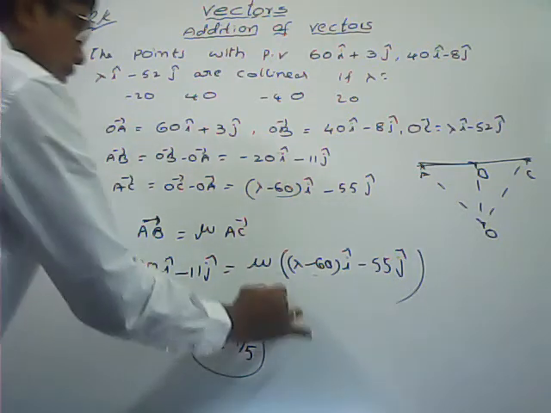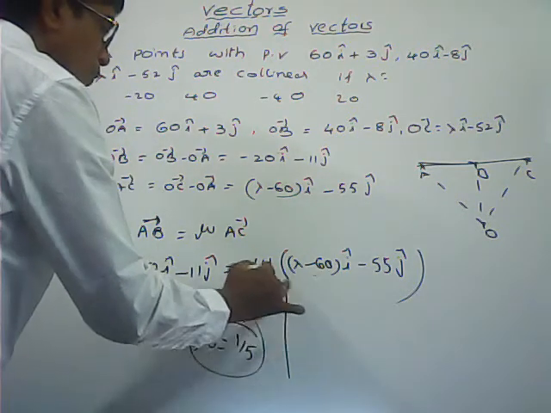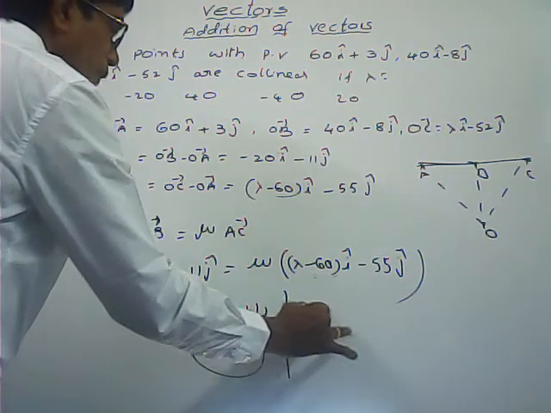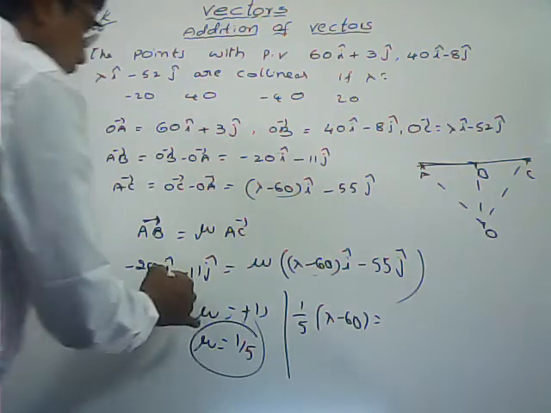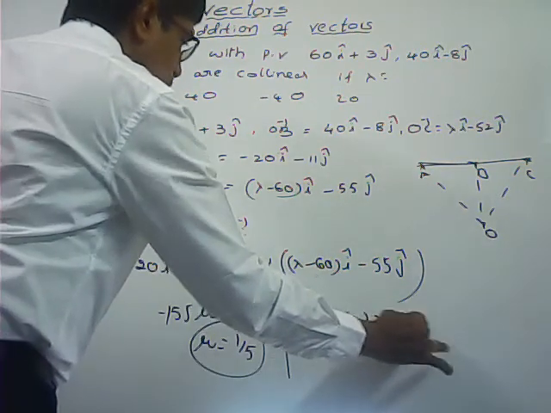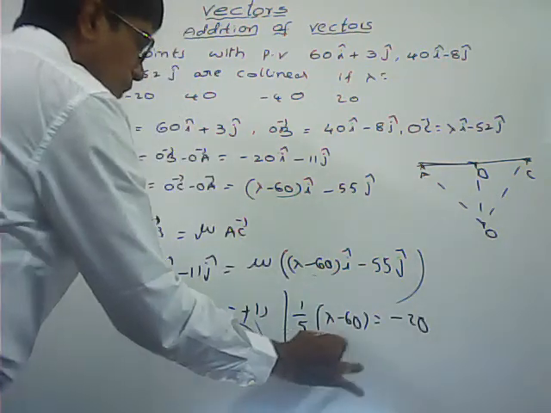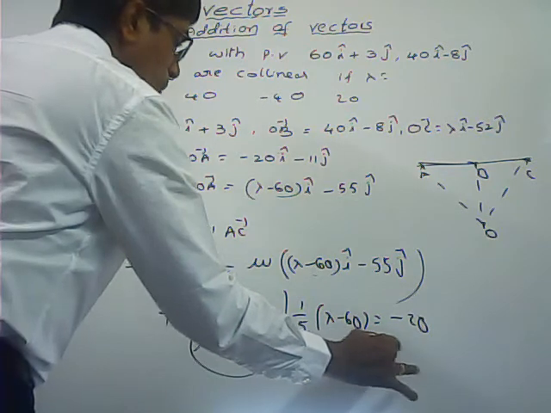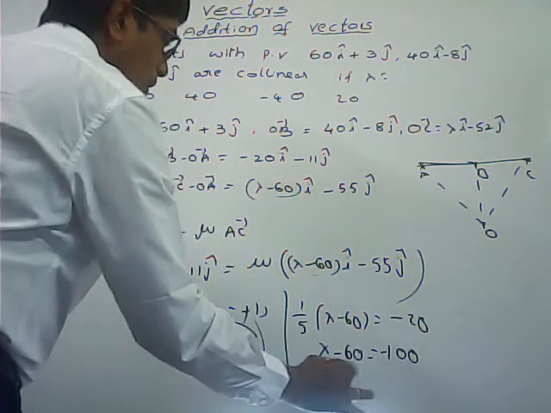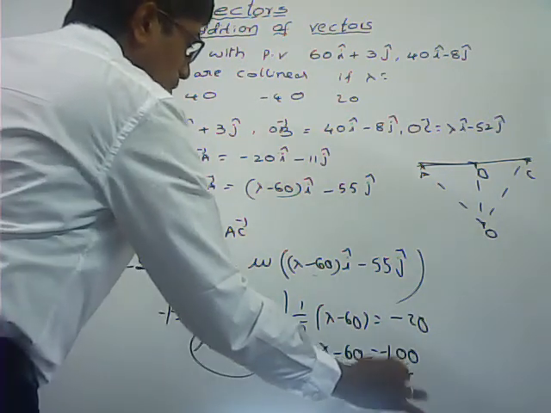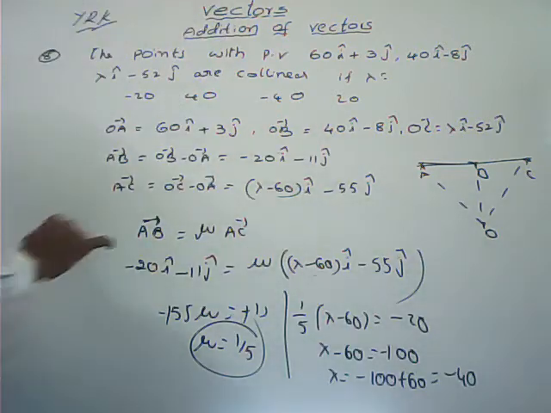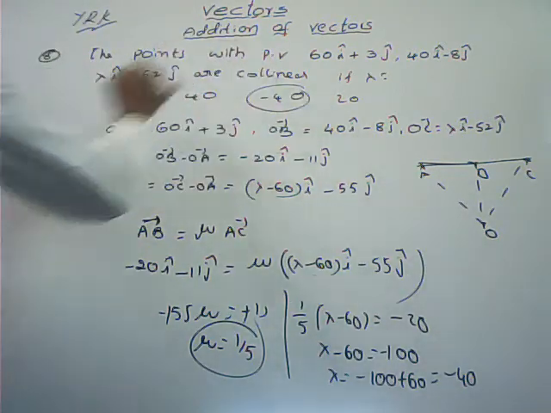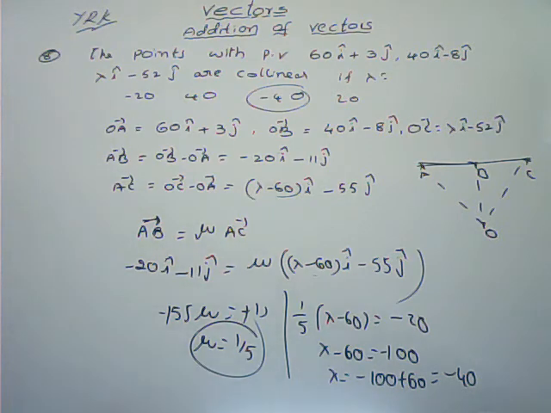And by equating the i bar coefficients, mu is 1 by 5 into lambda minus 60, that is equal to, what about the i coefficient here? Minus 20. So lambda minus 60, that is equal to minus 100. Lambda is equal to minus 100 plus 60, that is equal to minus 40. So here they are asking the lambda value. Lambda is equal to minus 40.